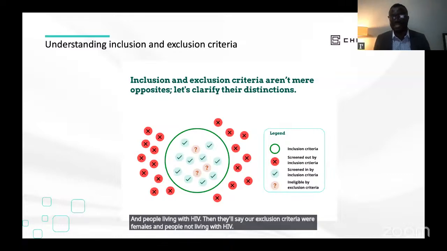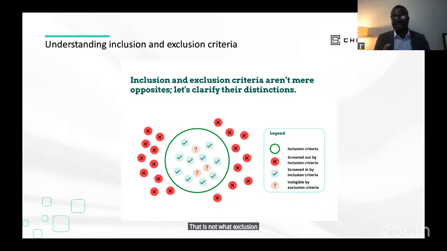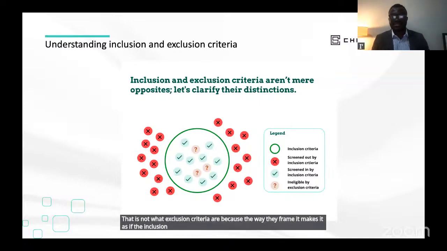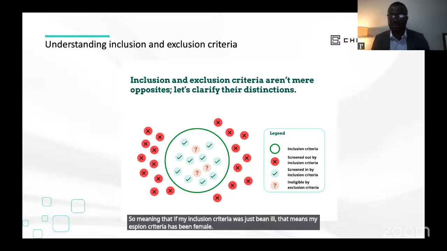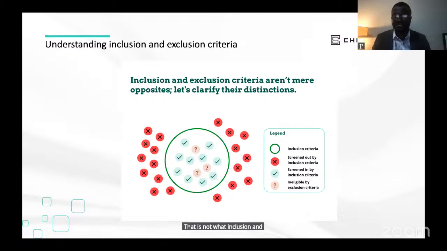That is not what exclusion criteria are, because the way they frame it makes it as if the inclusion criteria and the exclusion criteria are opposites of each other. So meaning that if my inclusion criteria was just being male, that means my exclusion criteria is being female. That is not what inclusion and exclusion criteria refer to.